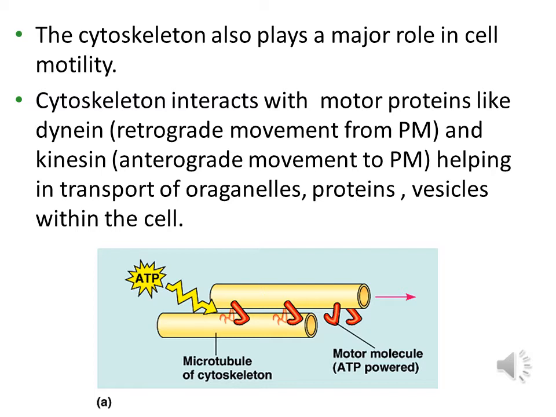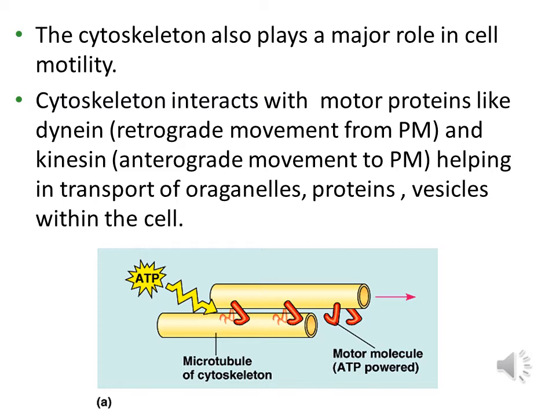The cytoskeleton interacts with motor proteins like dynein, which is involved in the retrograde movement from the plasma membrane. Retrograde movement means the movement of components from the plasma membrane to the nuclear area, as well as kinesin, which is involved in the anterograde movement from the nucleus to the plasma membrane, helping in transport of organelles, proteins, and vesicles within the cell.